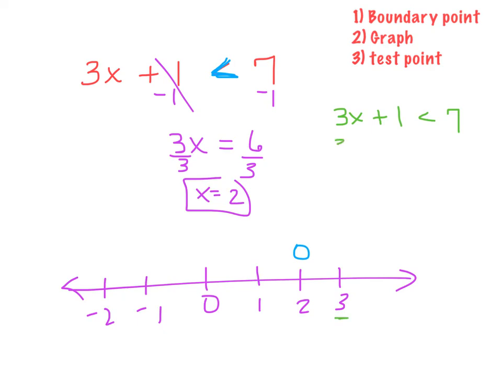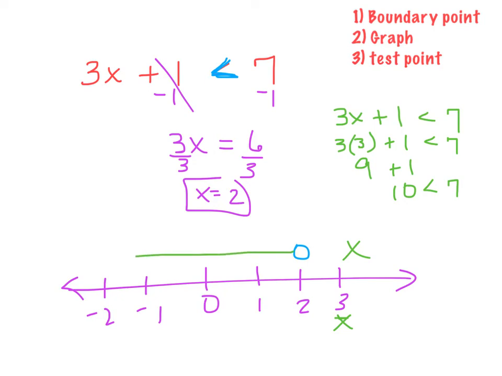So let's plug it in. 3 times 3 plus 1 is less than 7. Let's see, 3 times 3 is 9, plus 1 is 10. 10 is not less than 7. So this does not work, so it's not the numbers over here, so it has to be the numbers smaller than 2. And if you weren't sure, pick another test point to try. Pick 0. I'll plug 0 in. That's pretty easy. 3 times 0 is 0, plus 1 is 1. Is 1 less than 7? Yeah, so I know it's all the numbers less than 2 that work.